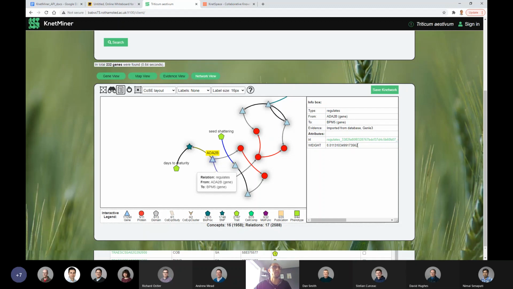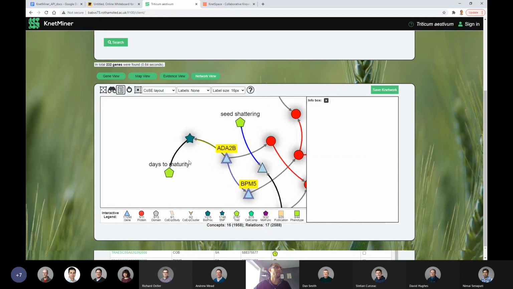There is a weight associated with this relationship because it's a predicted relationship. It could be true, it could be a false positive as well. So we need to be aware of this. Now let's study the evidence. Why was this gene linked to grain fill duration? So we see there is a link on this side here.